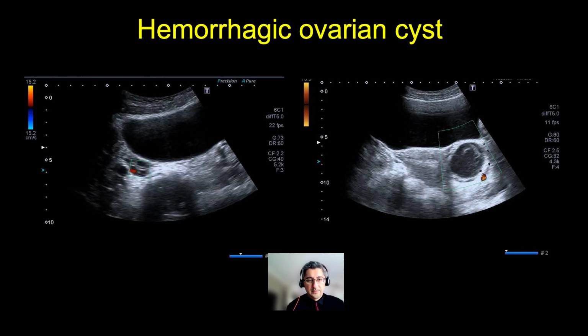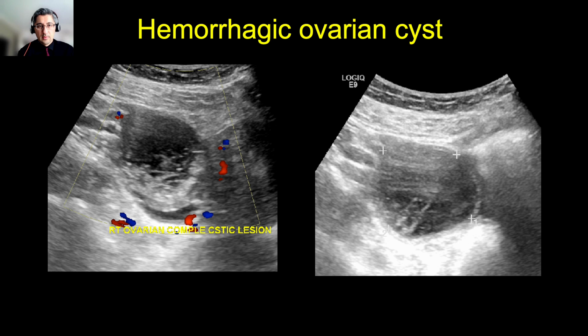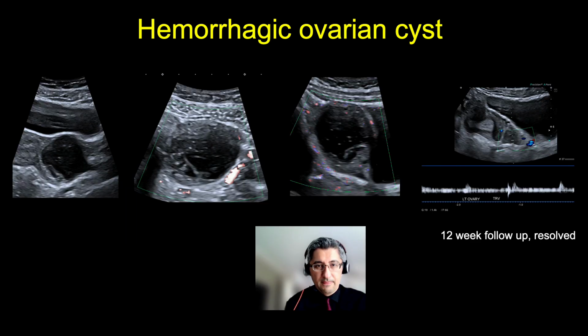Another example with reticular pattern, internal, some retraction of the clot, same patient. Another hemorrhagic ovarian cyst, you can see the internal reticular pattern, and this patient was followed up with an ultrasound on the 12th week, and as you can see, the ovary is back to normal, there is preserved vascularity, and no residual cyst.